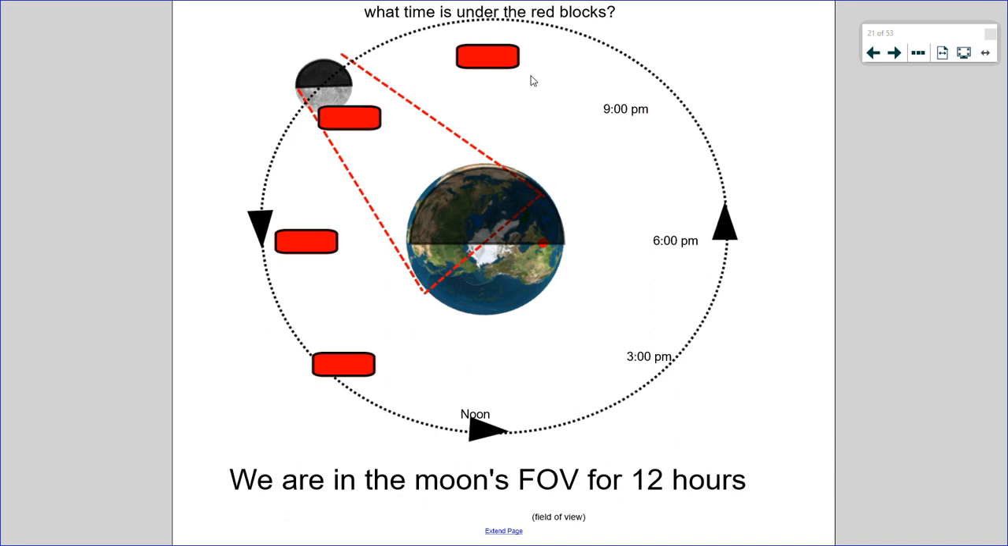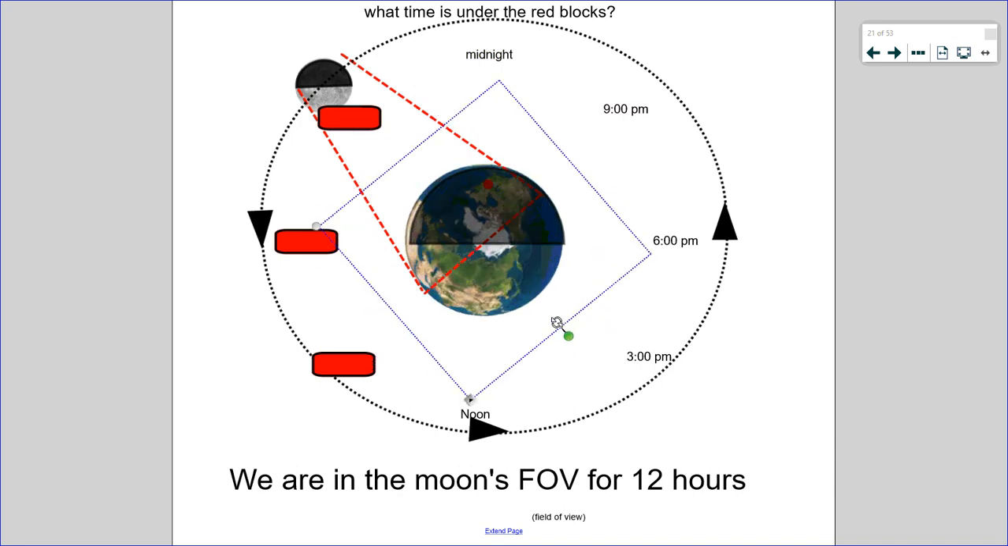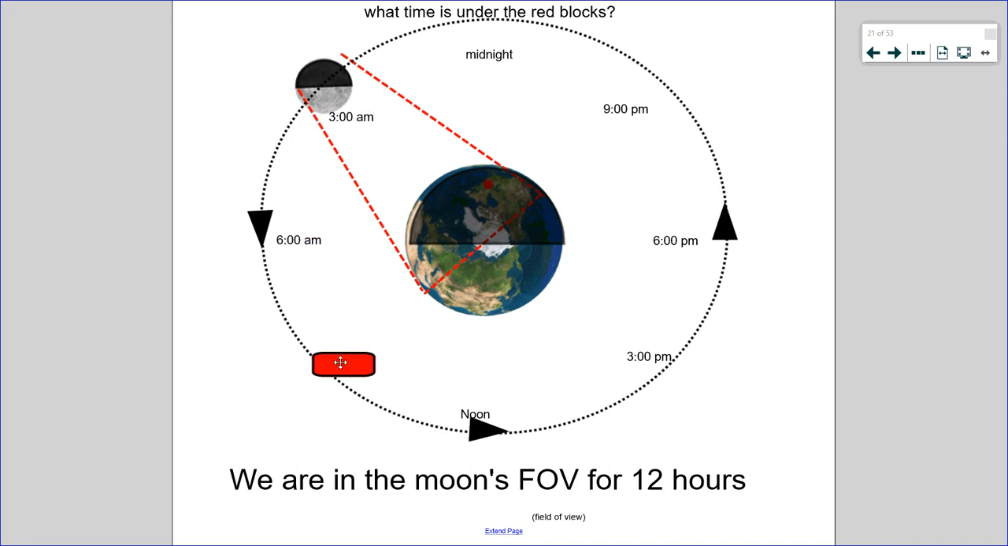So that's going to make this 9 p.m. That would make this midnight, right? You're halfway through the nighttime. This would be at 3 a.m., 6 a.m., and 9 a.m. So what we're doing here is we're adding this layer of time to our orbital model.